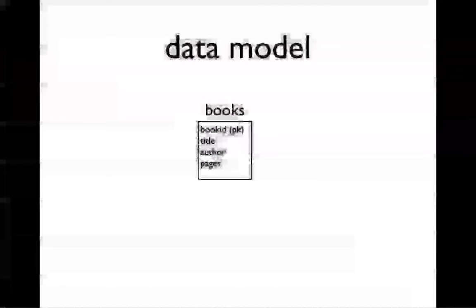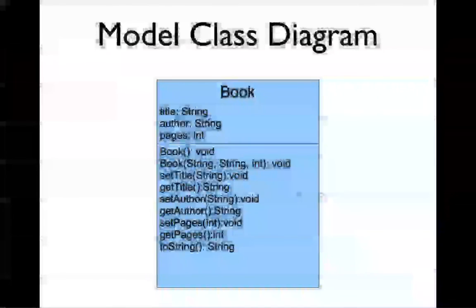The first of several design models that we'll look at for creating our application is the data model. We saw the example of our database, which basically has one table. The book ID is the primary key. It has a title, an author, and a pages field. This class diagram illustrates a book class that we'll create to correspond to the table in our database.